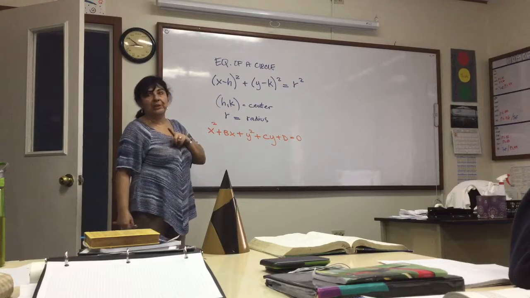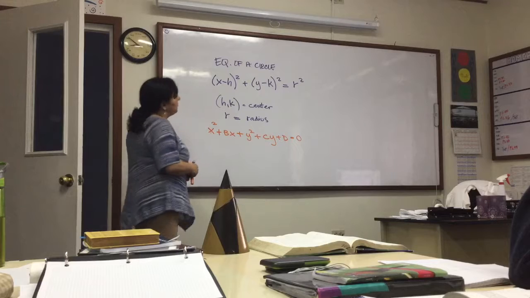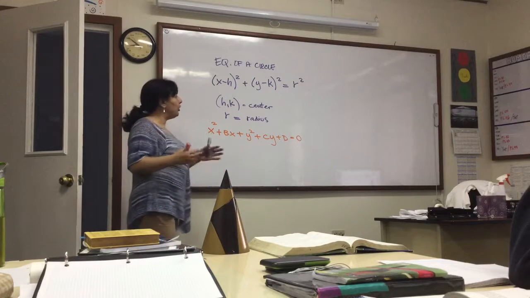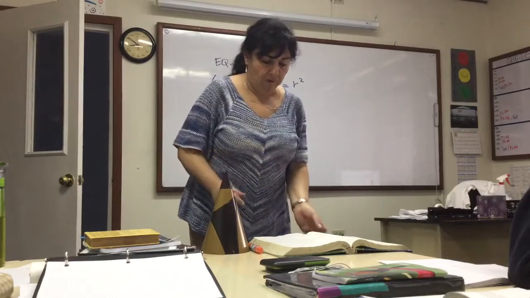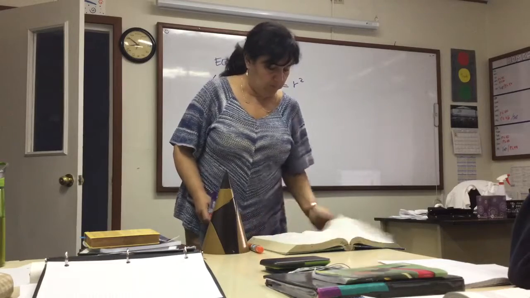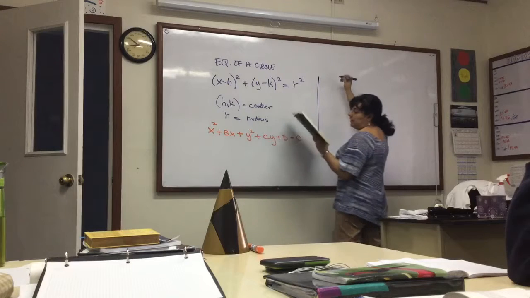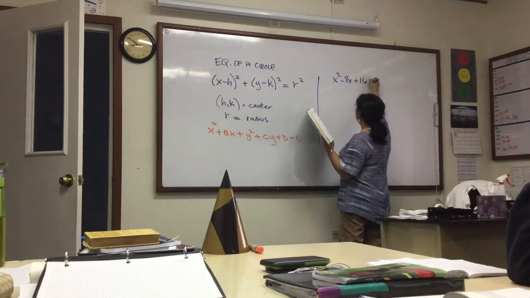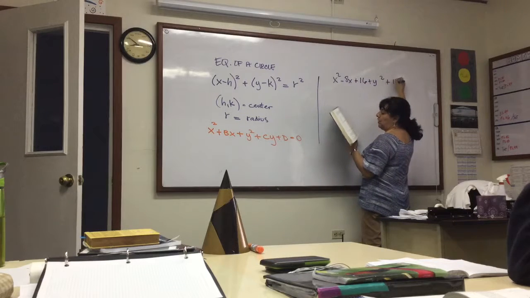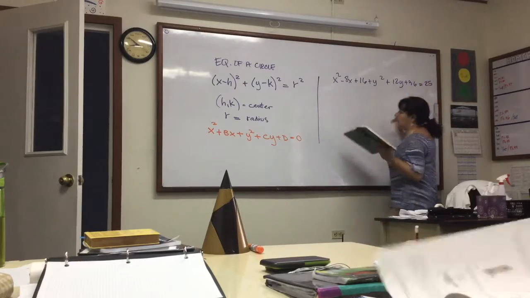How do you know the difference between an ellipse and a circle? These have coefficients if it's an ellipse. So, how are you going to do this? They're going to give you an equation. There's a couple of ways of doing this, but let's say they give you x squared minus 8x plus 16 plus y squared plus 12y plus 36 equals 25.